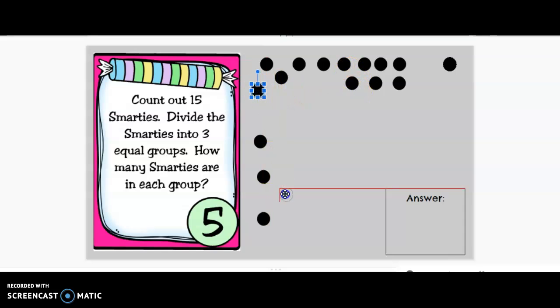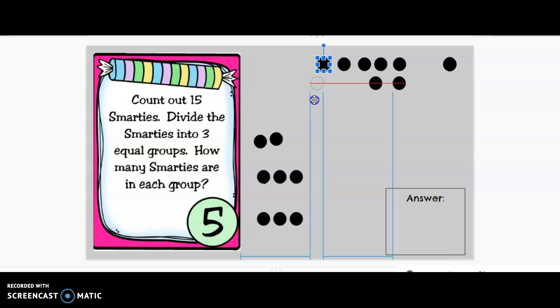So one at a time, put your Smarties into their groups. One at a time. So you give 1 Smartie to each group until they are all divvied up equally. And the reason we're doing 3 equal groups is because that's what it's asking us for right here. 3 equal groups.